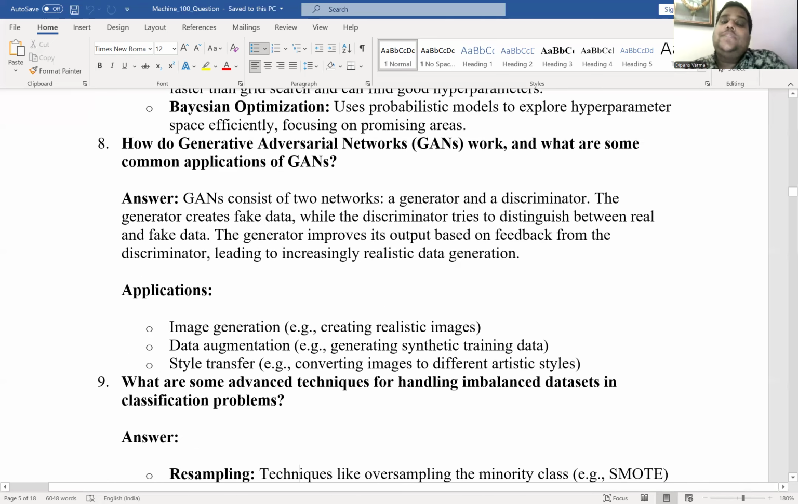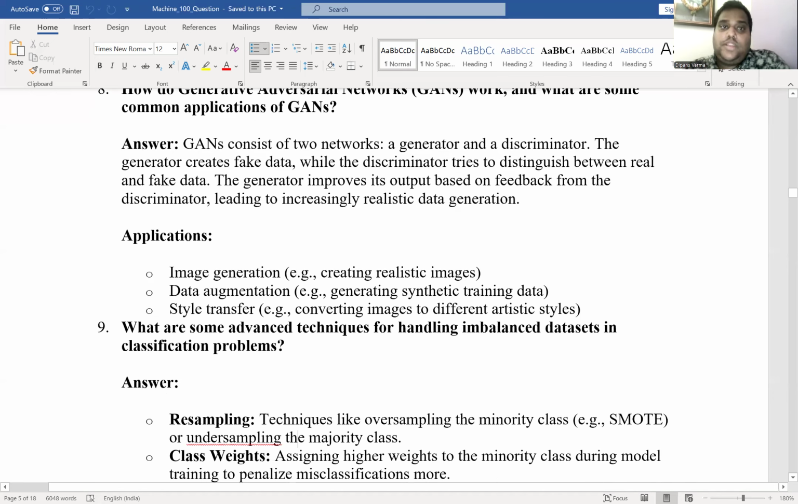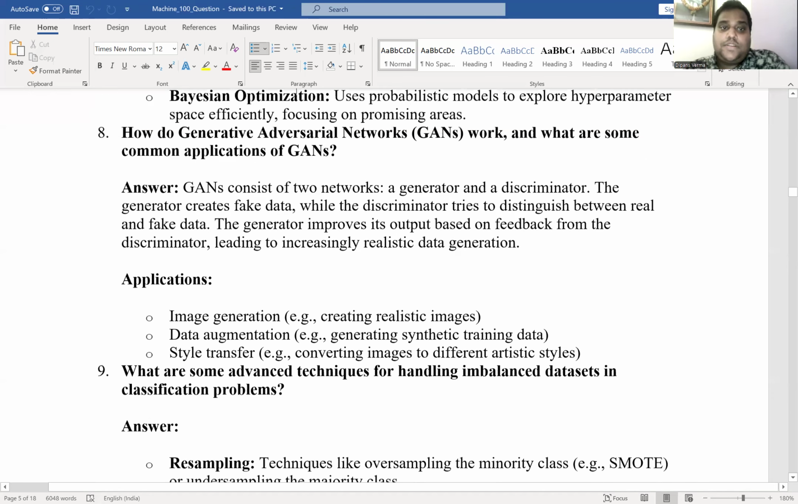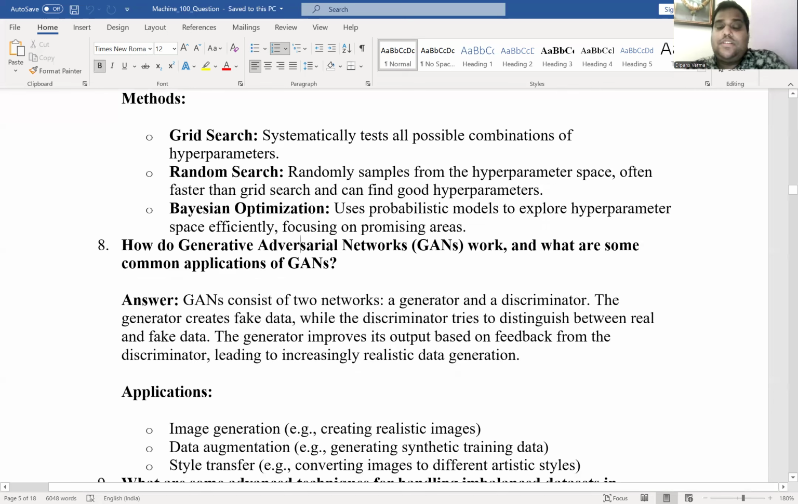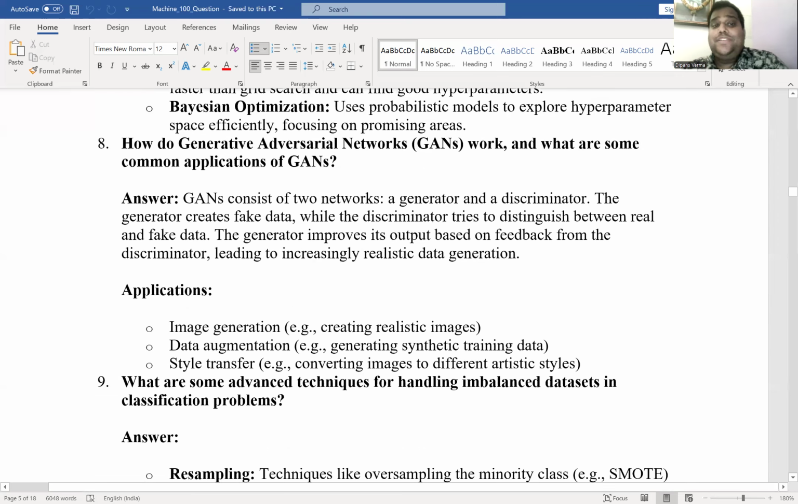How do generative adversarial networks work, and what are some common applications of GANs? A GAN consists of two networks, a generator and a discriminator. The generator creates fake data while the discriminator tries to distinguish between real and fake data. The generator improves its output based on the feedback from the discriminator, leading to increasingly realistic data generation.